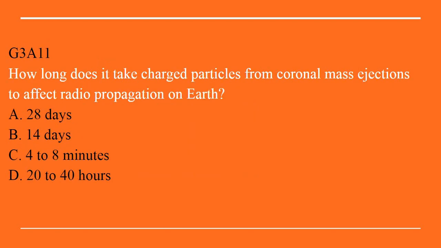G3A11, how long does it take charged particles from a coronal mass ejection to affect radio propagation on Earth? A. 28 days. B. 14 days. C. 4 to 8 minutes. Or D. 20 to 40 hours. Correct answer is D, 20 to 40 hours.